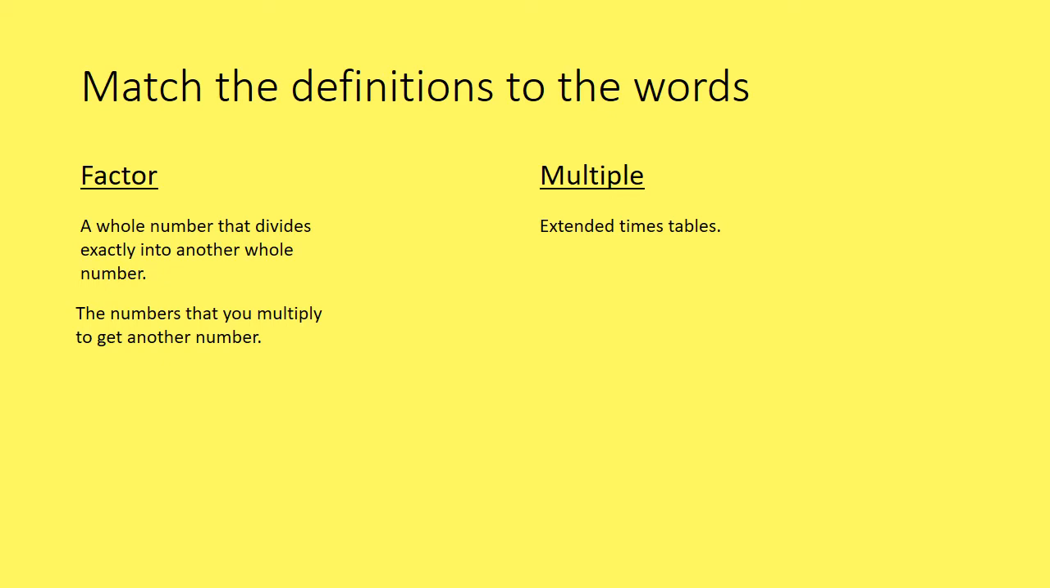For multiple, the definition is it's an extended times table. So that means that the multiples of a number are the numbers that are in its times table. So for example, multiples of 6 would be 12, 18 and 24. But with multiples, you don't just stop at 10 times or 12 times like you probably would with your times tables. It can be any number multiplied by that number. So for 6, we could go for 600 or 6,000. They're still multiples of 6.